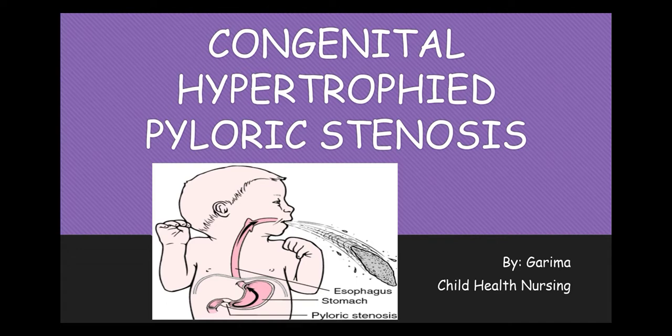Congenital means inborn, hypertrophied means increase in the volume of an organ or tissue due to the enlargement of its component cell. Pyloric means lower portion of the stomach, that is pylorus part. Then stenosis means abnormal narrowing in the tubular organ or structure. So congenital hypertrophied pyloric stenosis means it is an inborn disorder which occurs when the muscles surrounding the lower opening of the stomach get too large and constrict the opening.